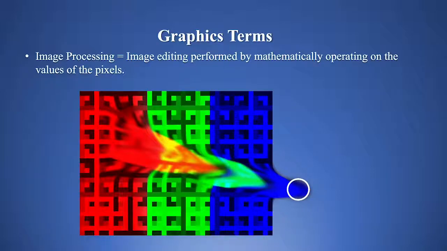Image processing is any kind of image editing performed by mathematically operating on the values of the pixels. Whenever you use any of the programs we've been using, they are mathematically operating on the values of the pixels. They are changing the position, the color, the brightness, the darkness. They're changing those using numbers, mathematically operating on the values of the pixels. So it's called image processing.